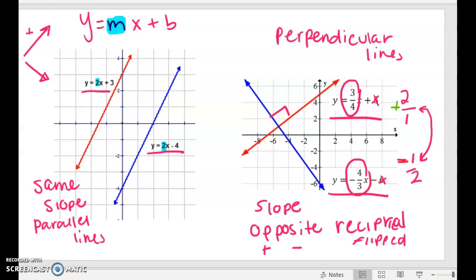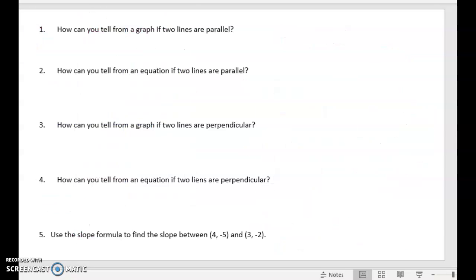All right, so from these properties, we can answer a couple of main idea questions. How can you tell from a graph if the two lines are parallel? We know that the lines are parallel, which I think was actually the straightest lines I've ever drawn, if the lines never cross.